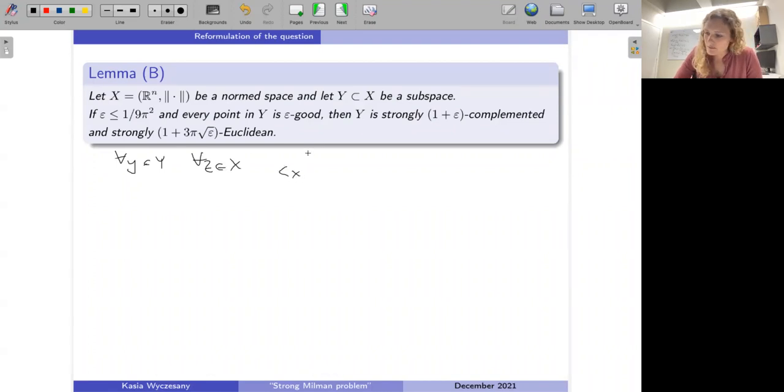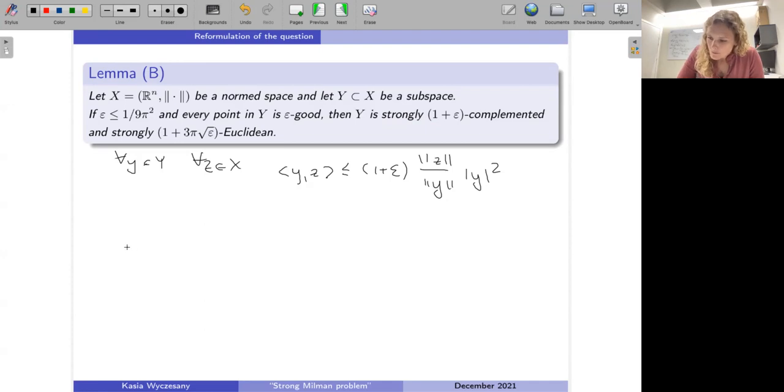Sorry, not x. There is no x. Y z, and this is 1 plus epsilon times the norm of z times the norm of y squared. Okay, so what do we know about this? So let me first start with the strongly complemented subspace.